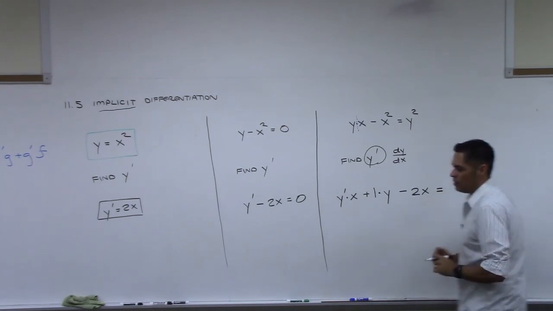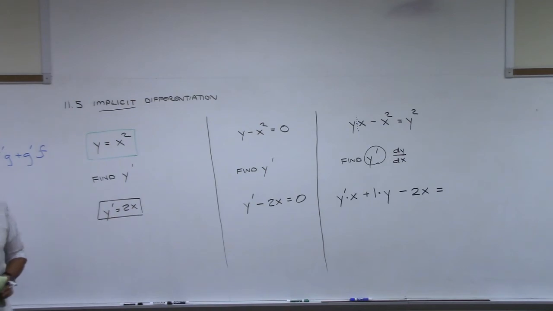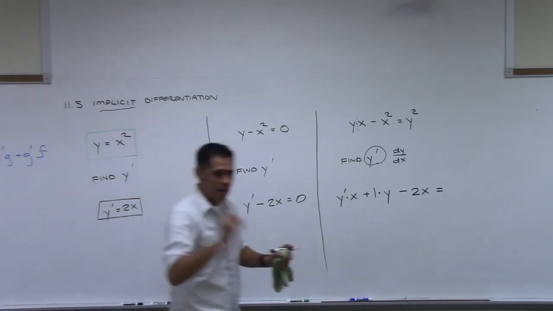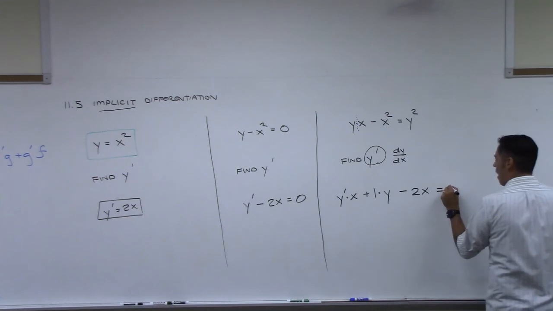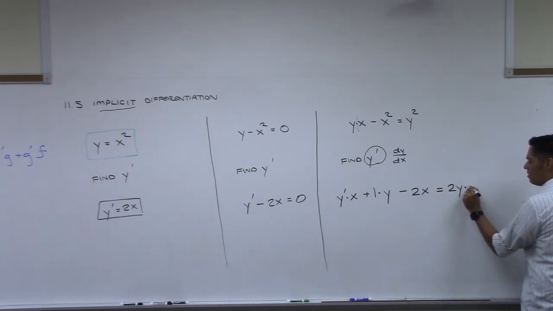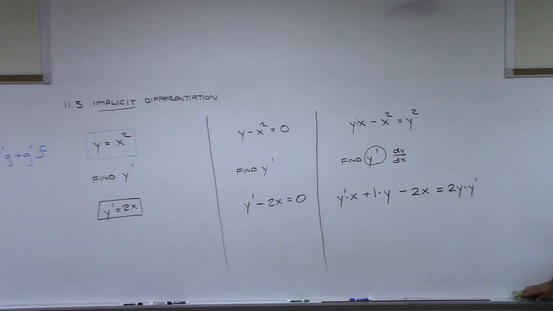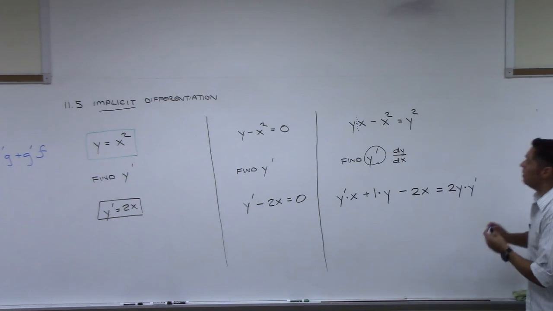Now here's the one that's really tricky. y squared. What's the derivative of y squared? 2y seems like a very natural response, right? And that so far is good, but it's not complete. It's 2y, and then times, I'll show you why in a second, y prime. What happened just there?